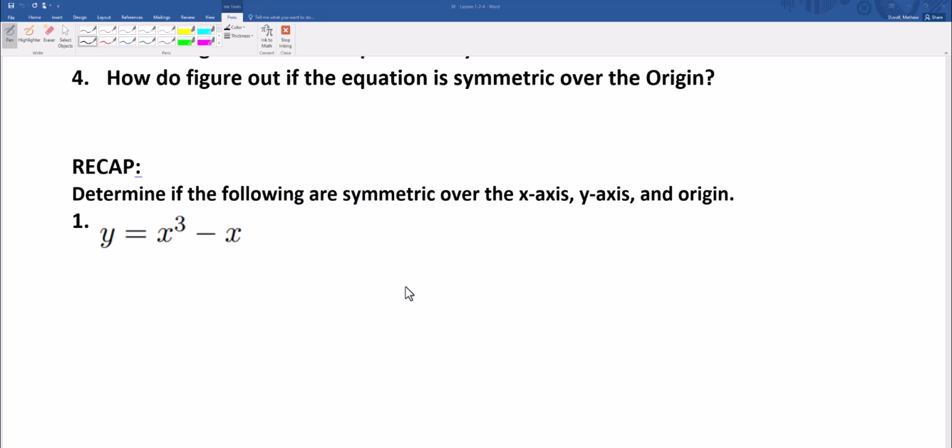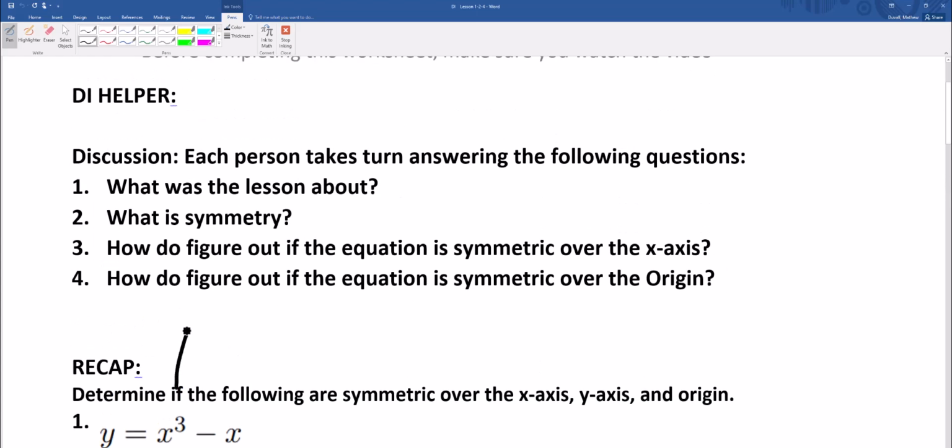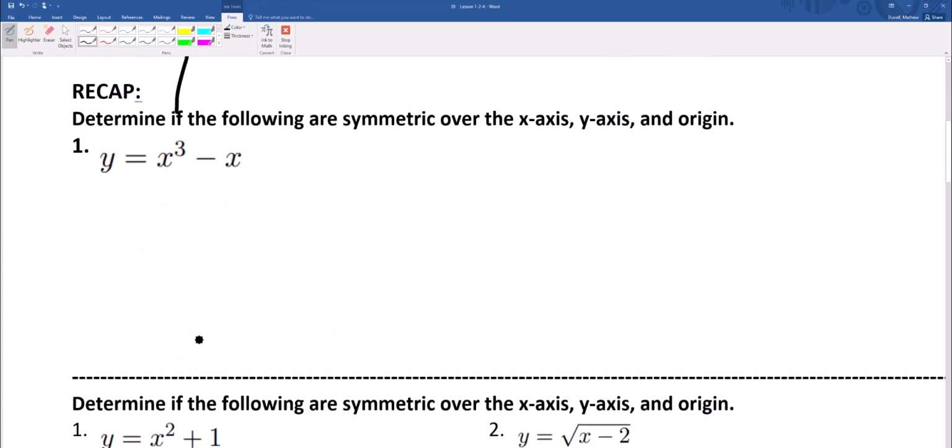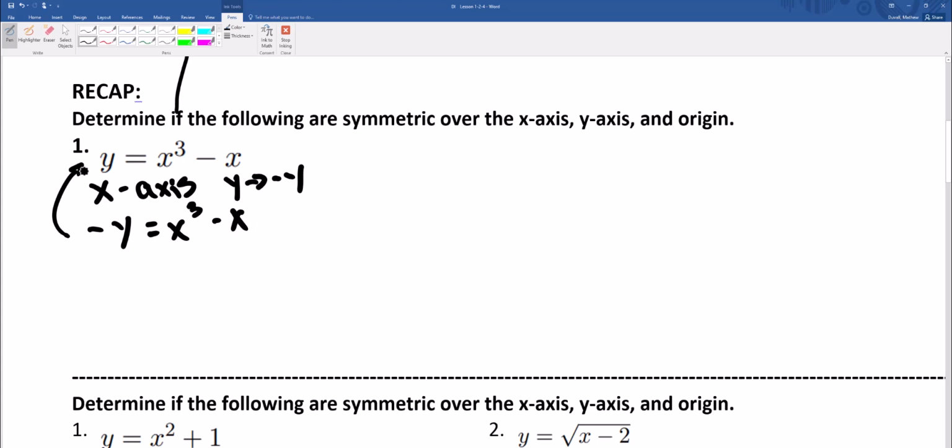So it says determine if the following are symmetric over the x, y axis, and origin. So to determine if it's symmetric over the x-axis, what we're going to do is we substitute y for negative y, and we look and see, is it the same as the original? So I plug in negative y in for y, and if I compare this to the original, no, they're not the same, so no, it's not symmetric over the x-axis.